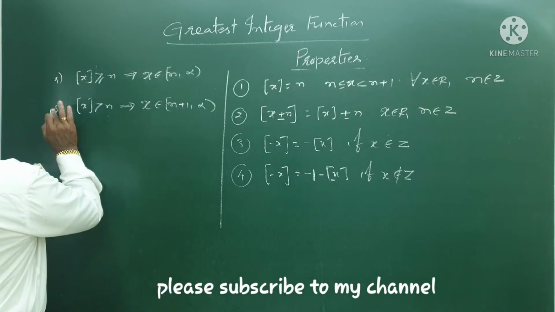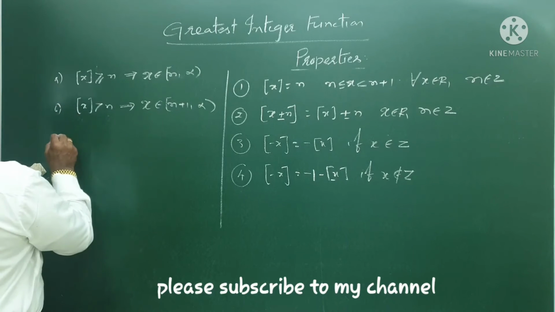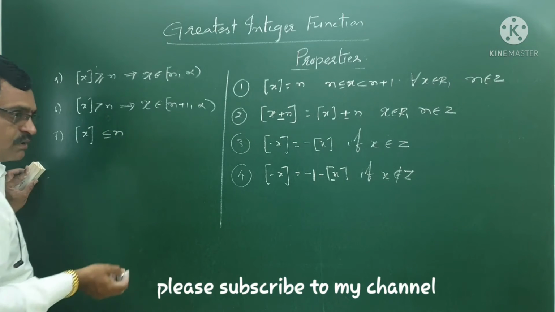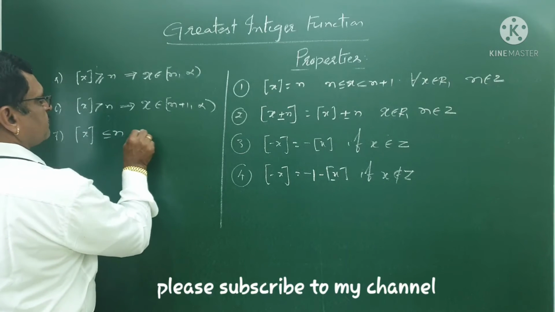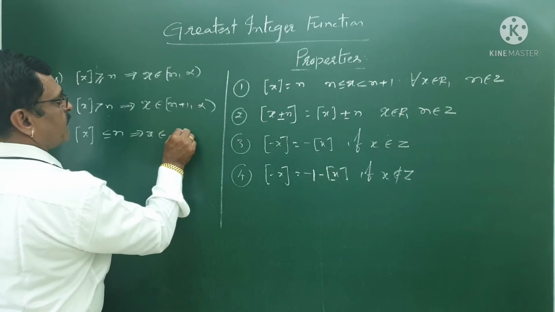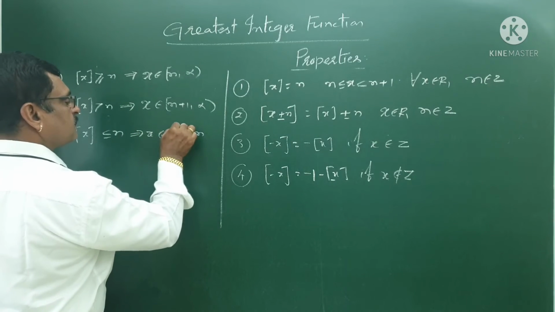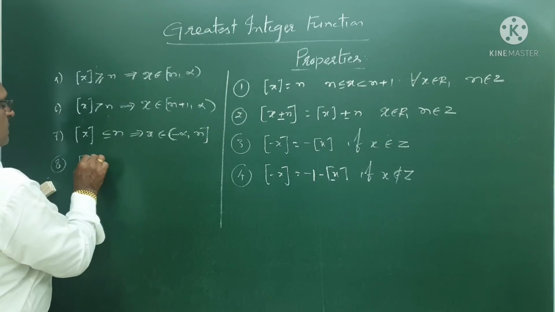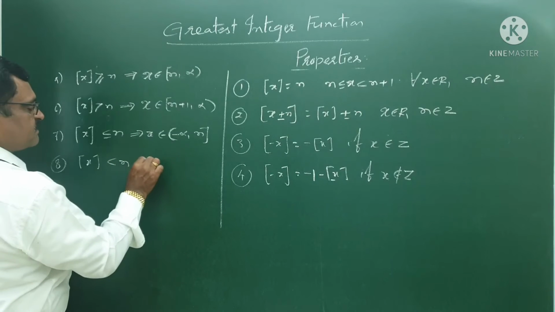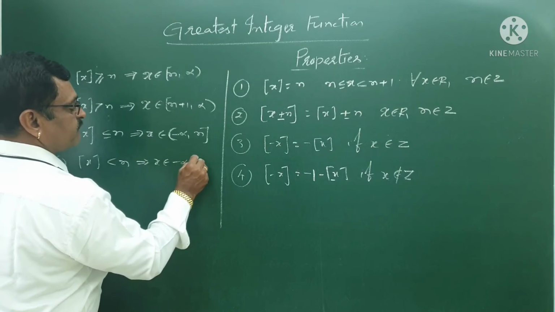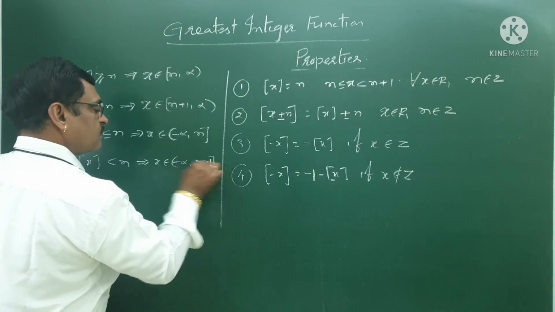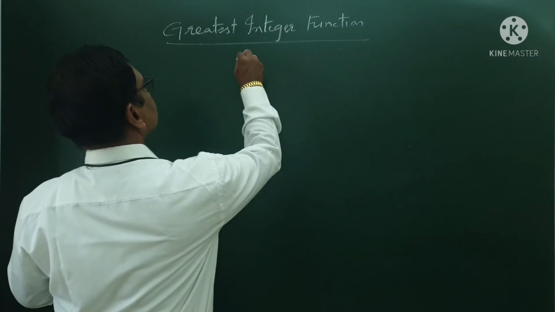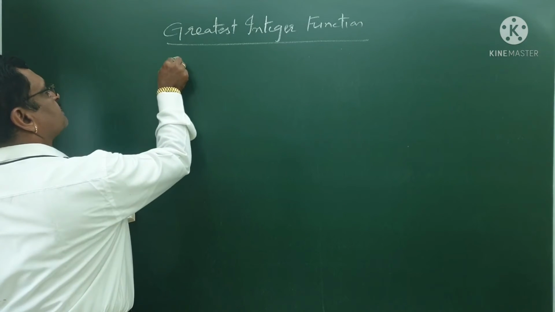Next one. These are very important properties. Same way, suppose my integral part of x is less than or equal to n, this implies my x belongs to minus infinity to n. And eighth one, integral part of x is less than n. This implies my x belongs to minus infinity to n minus 1. This is very important.